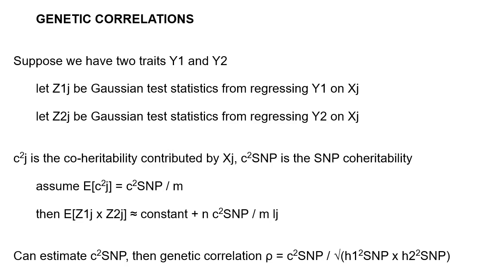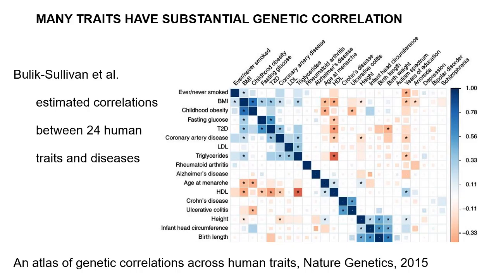So similar to before, we can now estimate the SNP co-heritability by regressing the product of these test statistics on the LD scores, and that in turn allows us to estimate the genetic correlation. So here's an example. This paper used an extension of LD score regression to estimate genetic correlations across 24 different human traits. And what they found was that many pairs of traits had substantial genetic correlation, showing that many complex traits have a very similar genetic architecture.